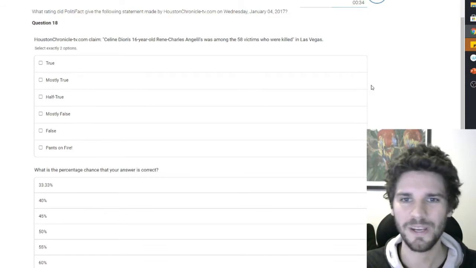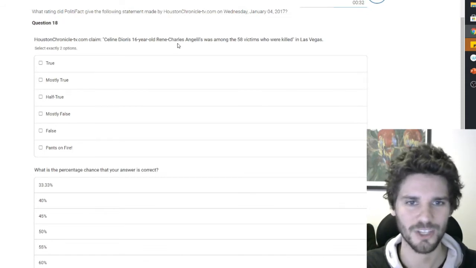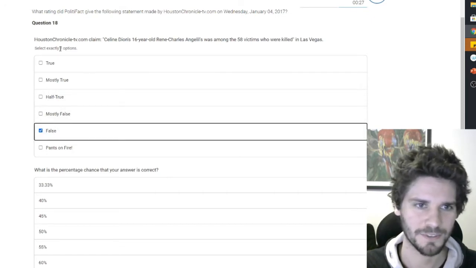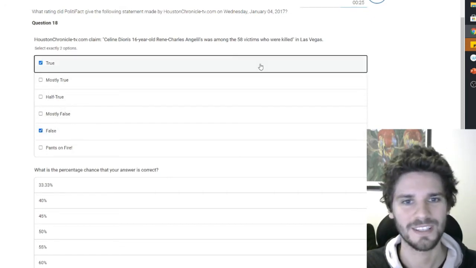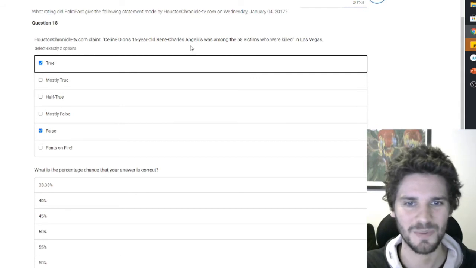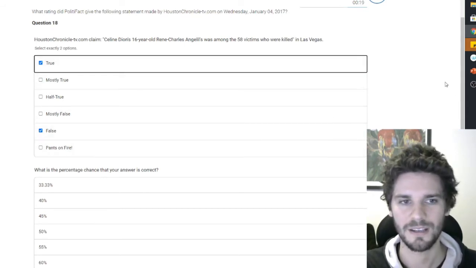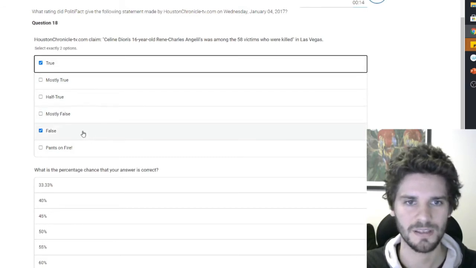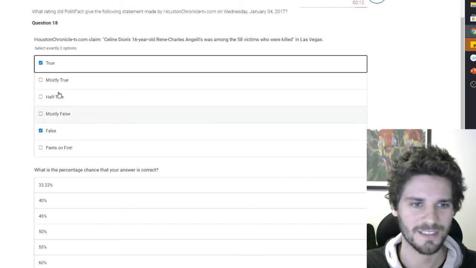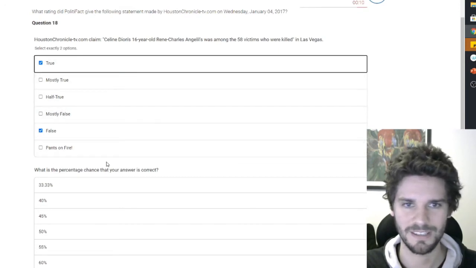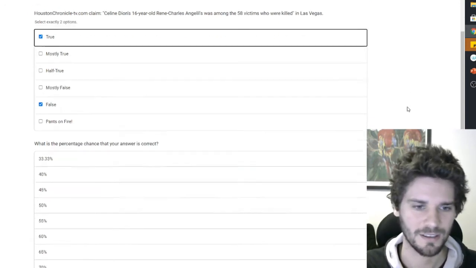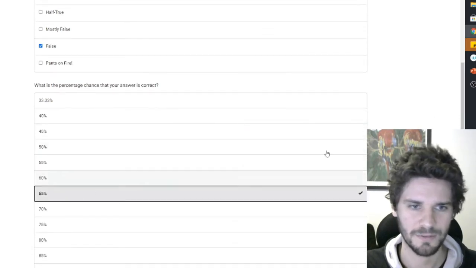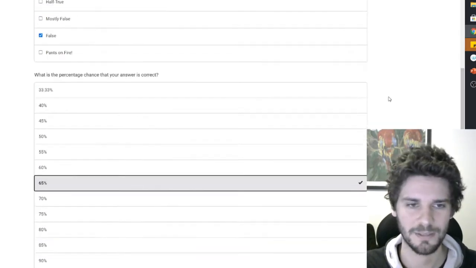So weirdly here, I feel like this is either true or false. Like she was either one of the victims or not. So I'm actually fairly confident it's either true or false. I don't really see how this could be a mostly true or a half true or a mostly false. It could be a pants on fire. So I actually think I have about a 2/3 chance of getting this right, because it doesn't seem to be any of these, and of the 3 hits, I have no idea if this happened or not. So I'm gonna go for 65, which is the closest to 2/3. Let's see how we do.